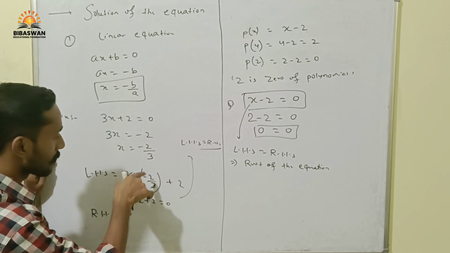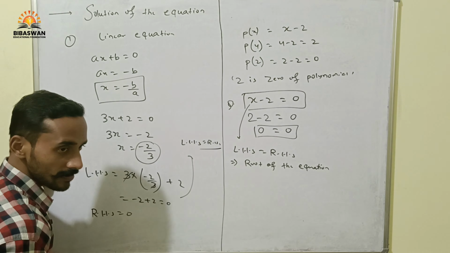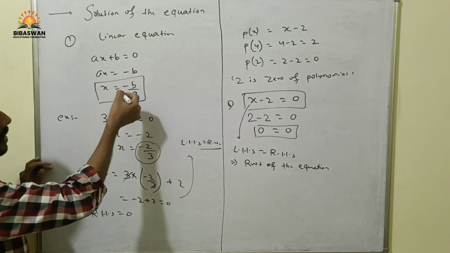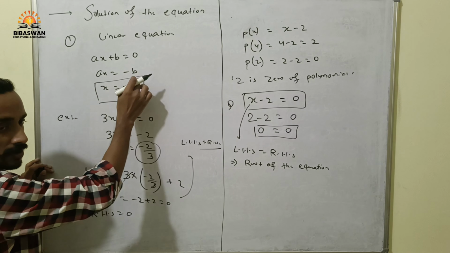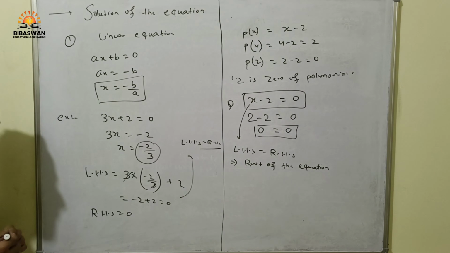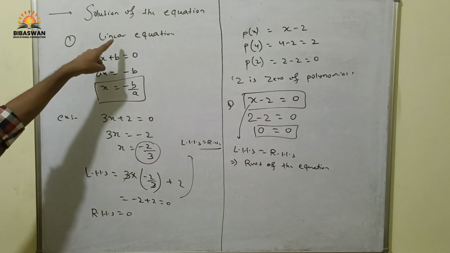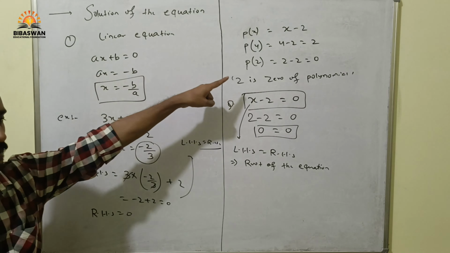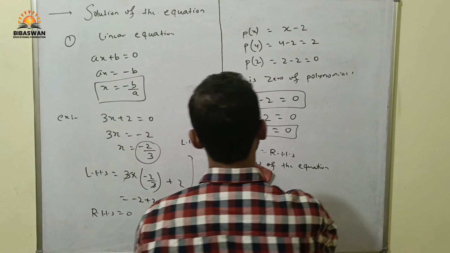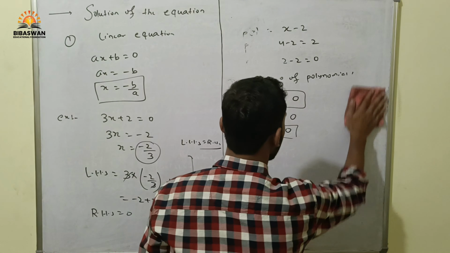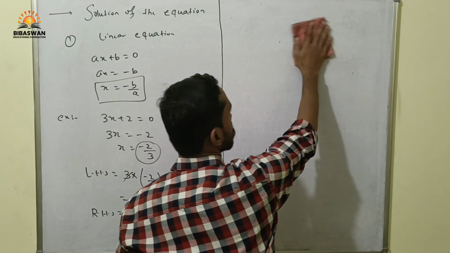Satisfy or not? So we can say that this is the solution. How can we get the solution? The answer is x is equal to minus b by a. Very simple, in a linear equation. But what about a quadratic equation? We will solve some questions, and after that we will understand how to solve a quadratic equation.